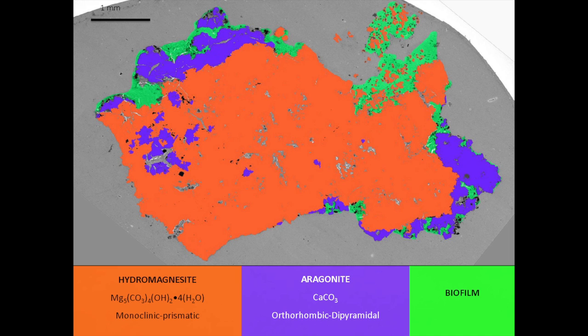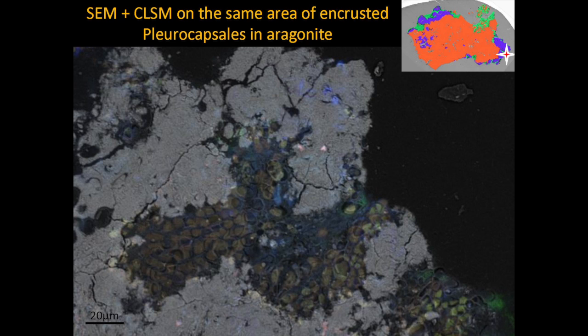So you can now look and really target particular areas within these thin slices. And if you superimpose scanning electron microscopy showing the mineral distribution of aragonite, and confocal microscopy, you see that these types of colonies of Pleurocapsa are really embedded within the mineral phase. So that is one thing.